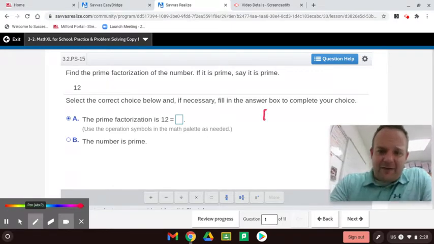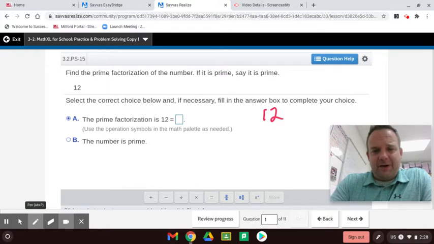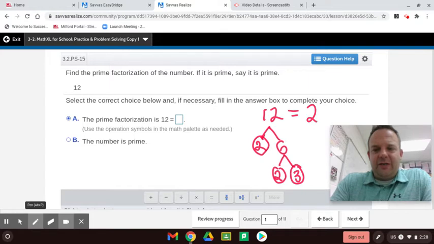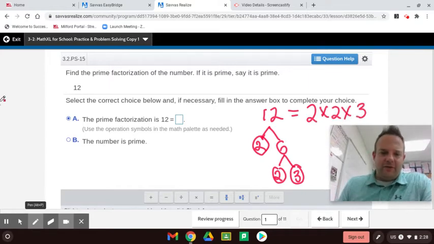You see every number here. 12 is composite. We're going to find the prime factors of it. It is made up of only the prime factors, the product of prime factors. So 2 is prime. I'm going to circle it. 6 is still composite. We're going to go down here. And 12 is equal to 2 times 3. Okay, we're going to type that in here.